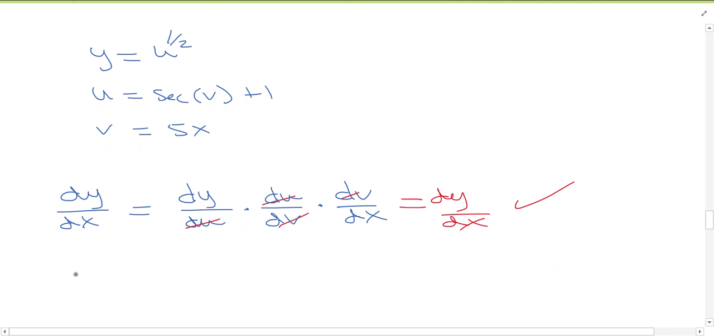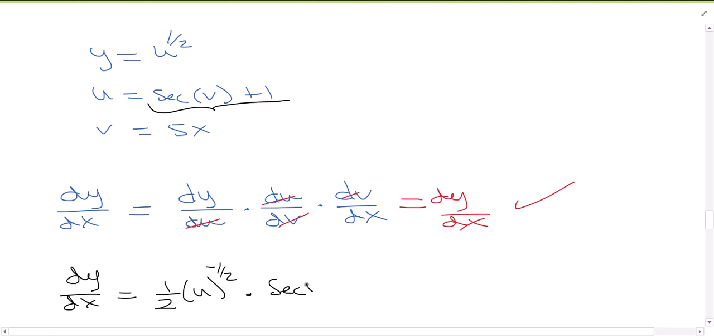So now when I take the derivative here, dy dx is going to be the derivative of the most outside function. So it's going to be 1/2 of u to the negative 1/2 times du dv. This is going to be the derivative of this one with respect to v. So what's the derivative of secant? That will be secant v times tangent of v. The derivative of 1 is 0, so that one goes away. Times now the derivative of v with respect to x, dv dx, which will just be 5.